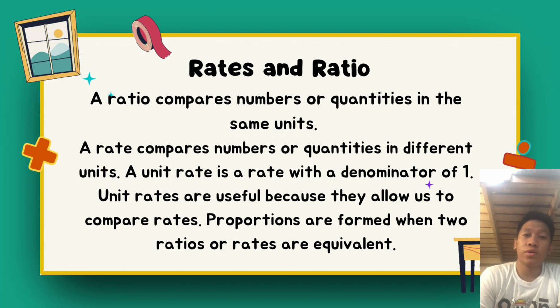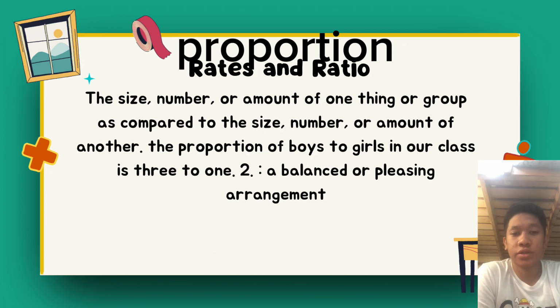Why? Because we divide them by 4. So 12 divided by 4 is 3. Well, the 4 divided by 4 for the girls is 1. So therefore, the ratio of that room is 3:1. So next is proportion.